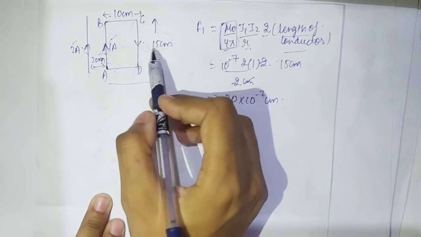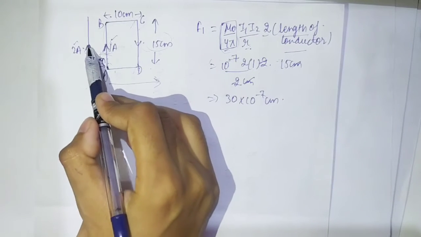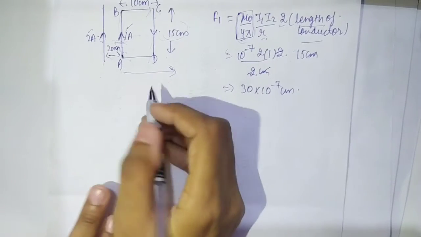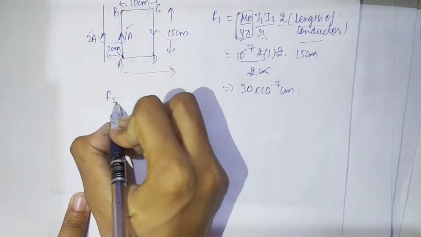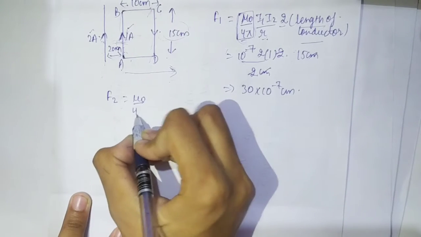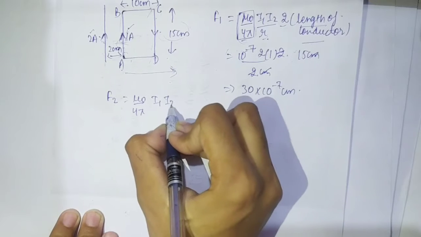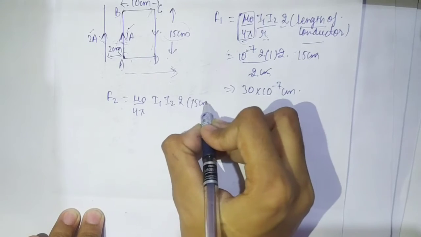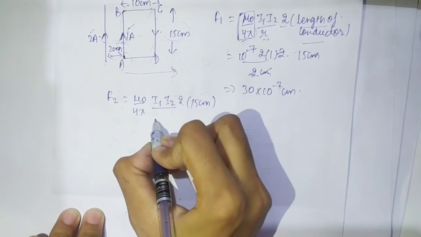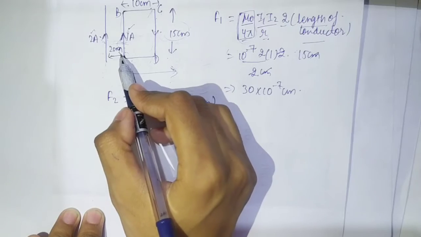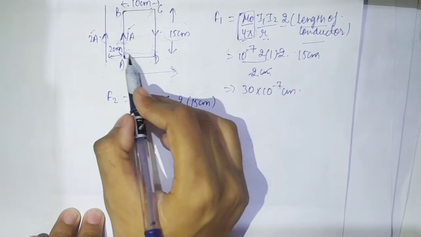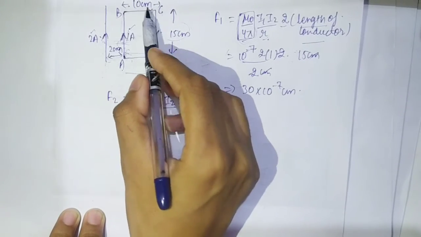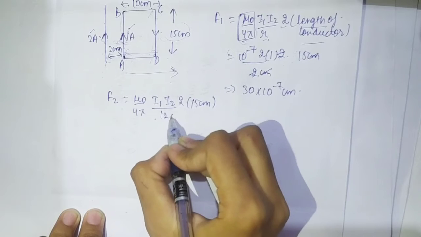Now let us try to find out the force due to this current carrying wire on this other side of the rectangular loop. Let us consider it as F2, which equals again mu naught divided by 4 pi, I1 I2 into 2 into the length of the conductor. Let us directly put the value of the length of the conductor, which is 15 centimeter, divided by R. This is 2 centimeter and this side is 10 centimeter, so the total distance from this wire to this side of the loop is 12 centimeter.